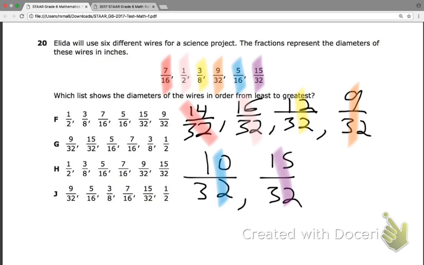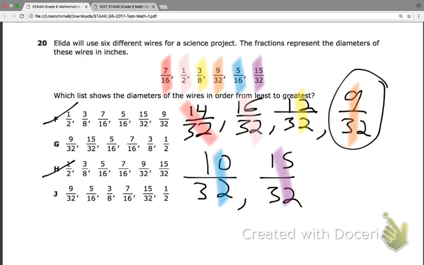I'm looking for my smallest numerator. Okay, so out of 14, 16, 12, 9, 10, and 15, 9 is my smallest numerator. So orange, 9/32. So I'm looking for what begins with 9 over 32. F begins with 1/2. I can rule that out. G is 9 over 32, so I can keep it. H is 1/2. I rule that out. And J is 9 over 32, so I'm going to keep it.